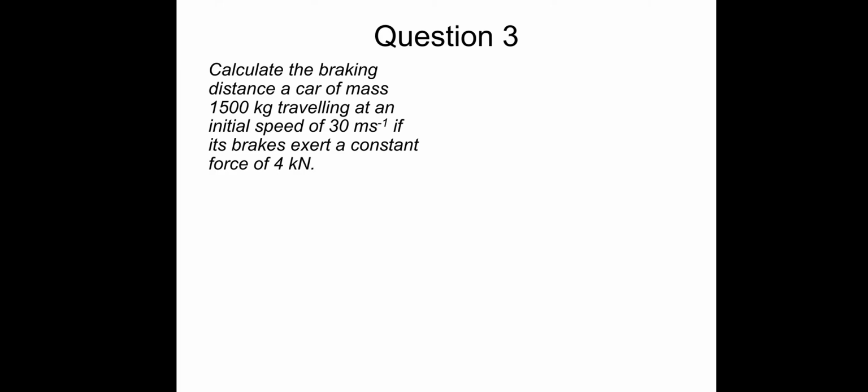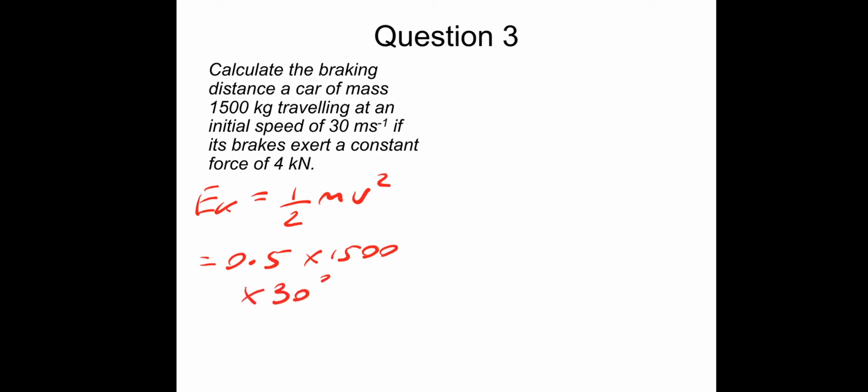So question 3, if you want to pause, have a go. Calculate the braking distance of a car of mass 1,500 kilograms travelling at an initial speed of 30 meters per second if its brakes exert a constant force of 4 kilonewtons. So we need to know how much energy the car's got. So let's do the kinetic energy, which is a half mv squared. So that's 0.5 times the mass, which is 1,500, multiplied by 30 squared. If you put that into your calculator, we get a kinetic energy of 675 kilojoules.